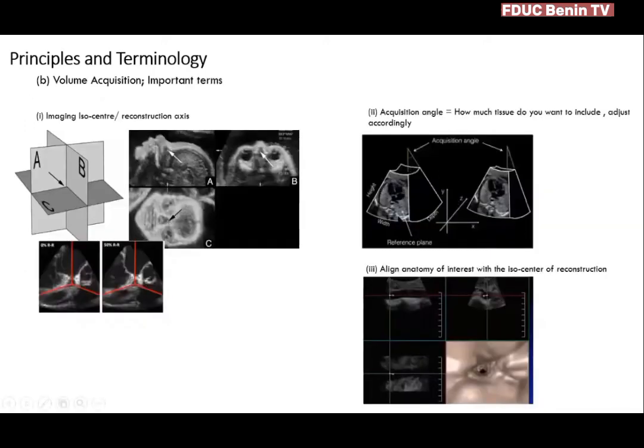When a volume set is being acquired, right? Let's go back to the elementary physics, where we have the x axis, the y axis, and the z axis, where all the axes meet at a certain point, right? That's where we derive our concept of volume acquisition and our understanding of 3D, 4D imaging. So all of these images start together, interact at one point, the isocenter of reconstruction, right?